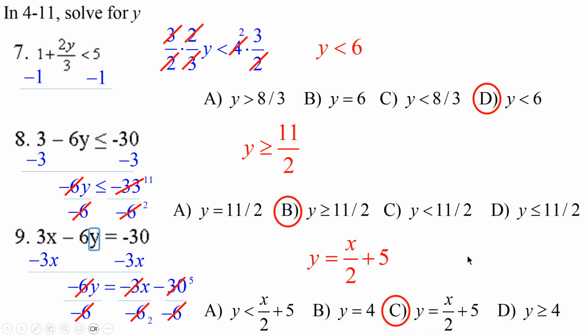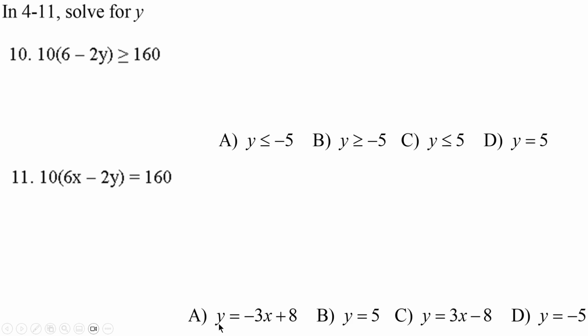All right, cool. Now, number 10. 10 times the quantity 6 minus 2y is greater than or equal to 160. Now, there's two ways to start this problem. You could distribute the 10 to both terms right there to get rid of the parenthesis. But I always look. See the factor of 10? Doesn't that go into 160? So rather than distribute, I'm simply going to divide both sides by that 10. Either way will work though.